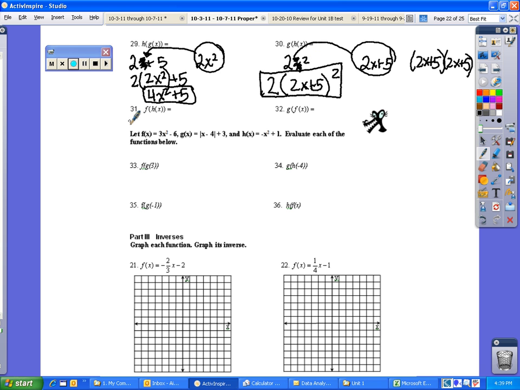For number 31, you're going to take f of x, which is x plus 8, and you're going to put into it h of x, which is 2x plus 5. So you're going to take this, and you're going to substitute it in to this. So you're going to be 2x plus 5 plus 8. And 5 plus 8 is 13, so you're going to combine those like terms, and it's going to be 2x plus 13.